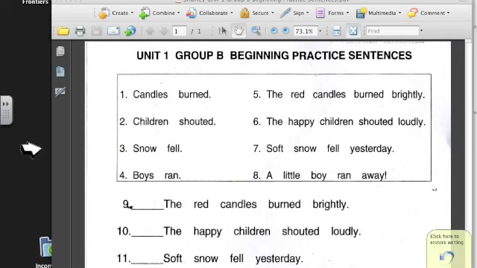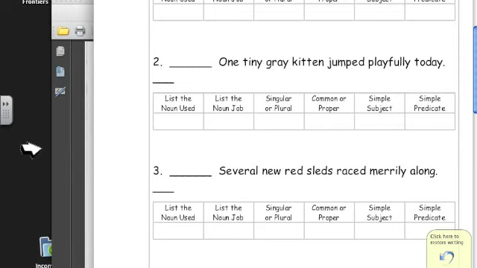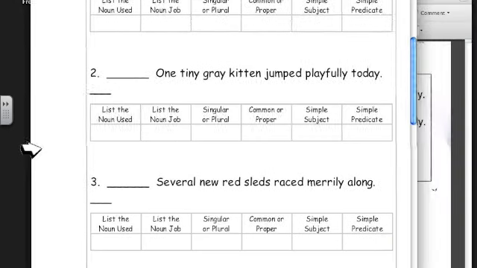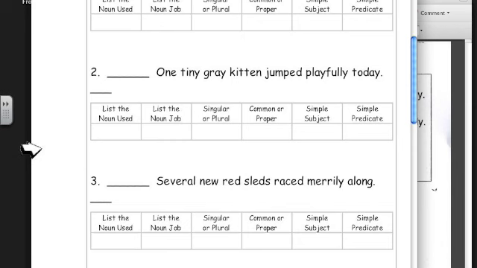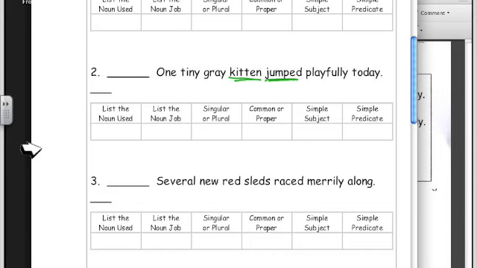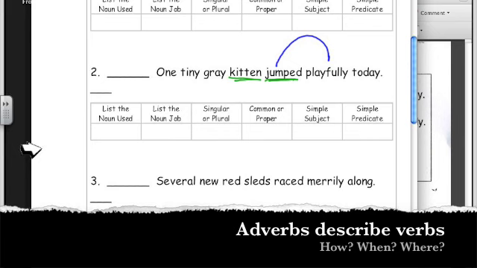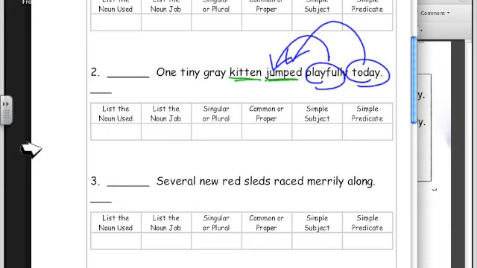So let's close this out and switch over to my other worksheet here. Okay. Our first sentence: One tiny gray kitten jumped playfully today. If we look first at our nouns, we have kitten, and our verb is jumped. Now we can see, how did they jump? They jumped playfully. Playfully describes that, and today describes when they jumped. So there are our two questions: how they jumped and when they jumped, and that'll work with our sentence flow in a little bit.